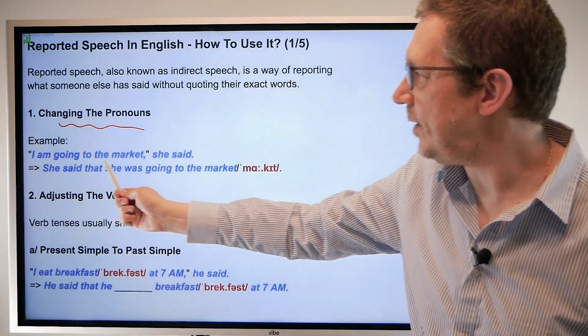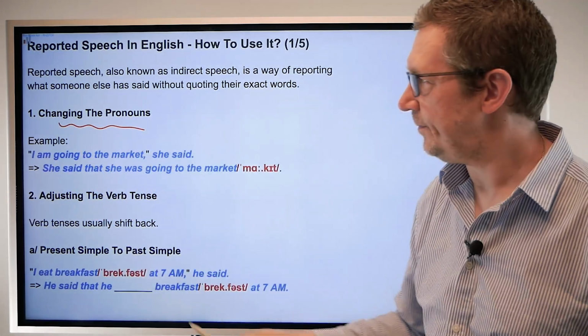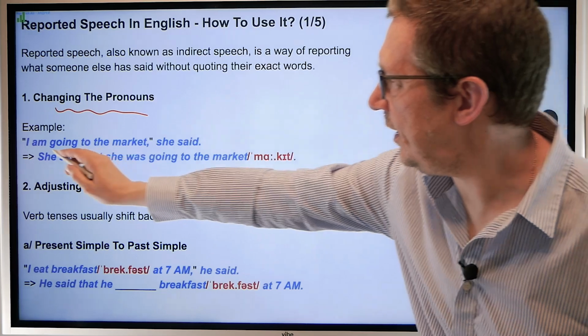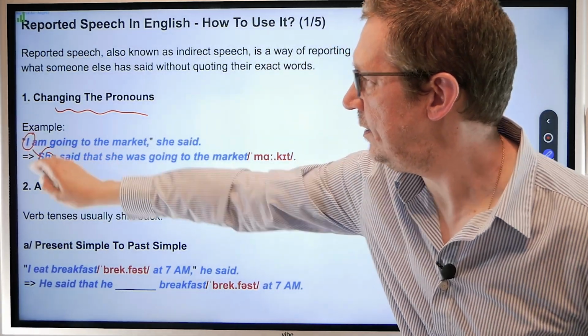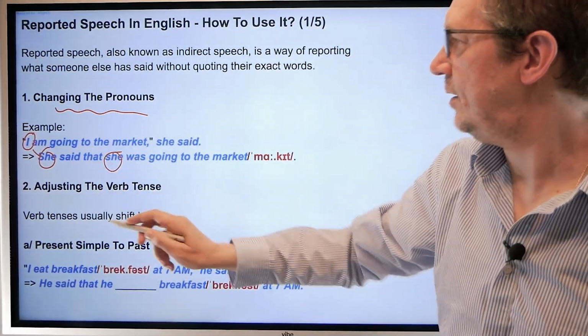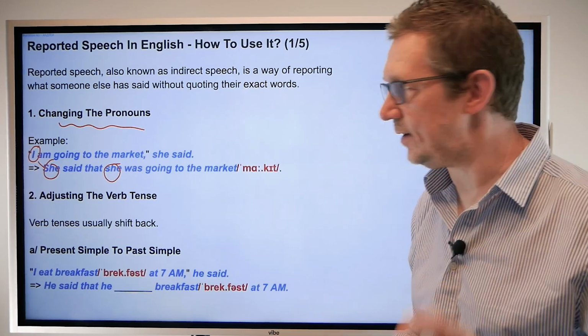So, I am going to the market, she said. So what do I have to do? I have to change the I to she. She said that she was going to the market. That's the first thing I need to do.